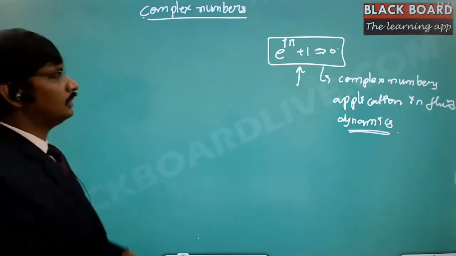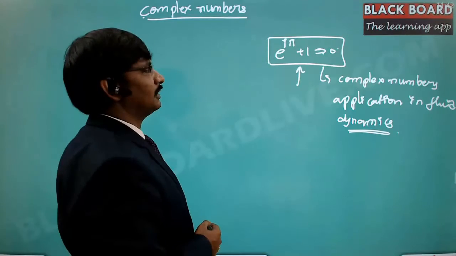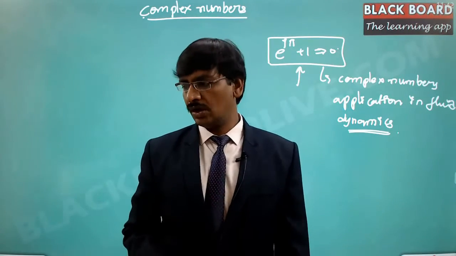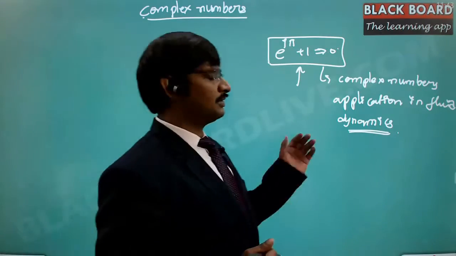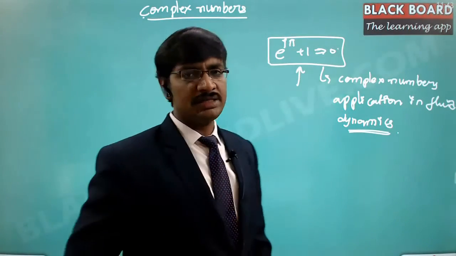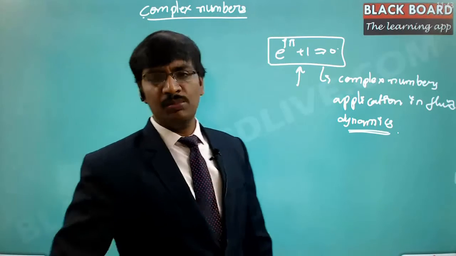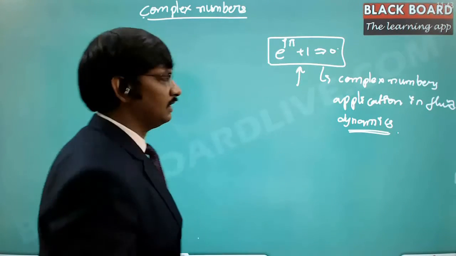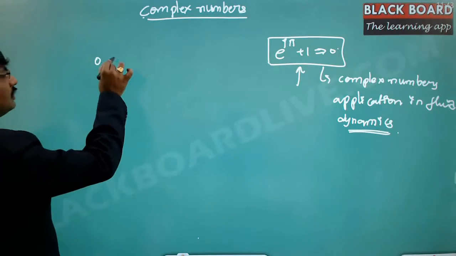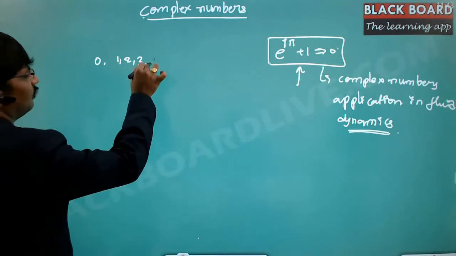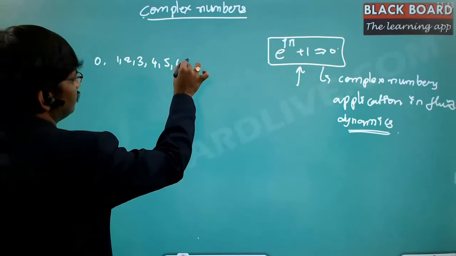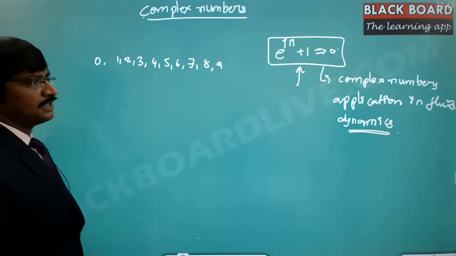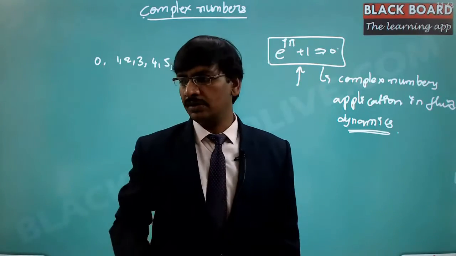Now, what is this complex number? First of all, we need to understand what is a number. A number is nothing but a symbol that will be used to count. The standard numbers are 0, 1, 2, 3, 4, 5, 6, 7, 8, and 9. These are the 10 different symbols that are going to be used to count.